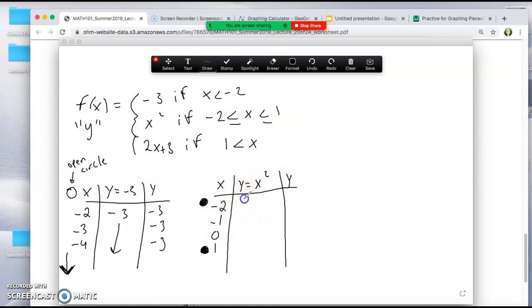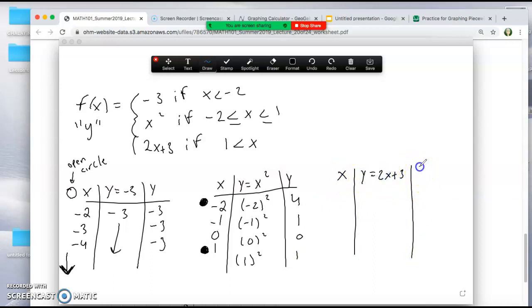So now I'm just going to plug in, right? So -2 squared, -1 squared, 0 squared, and 1 squared. Okay, so now let's do my last graph. Okay, now I'm only graphing 2x plus 3 for the x values that are greater than 1, right? x greater than 1. So we're going to start at 1.